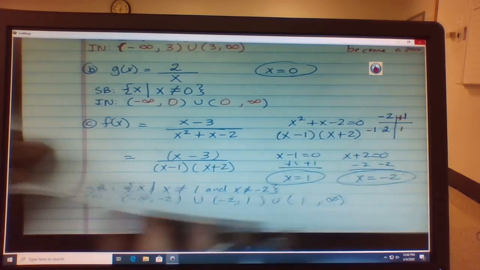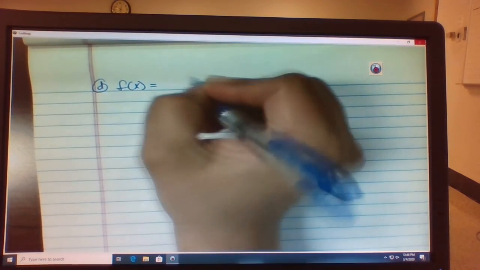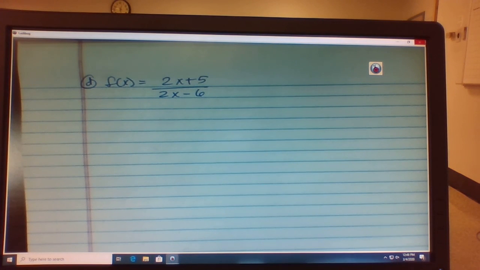So one more from this section. They look different, but it's still the same process. Work on that one, please. So this is just reviewing how to find your domain. Problem number 1 is going to come from example number 1, and this is the last one for the domain. See if there's anything you can factor in the bottom. Factor it out. Set your factors equal to 0.